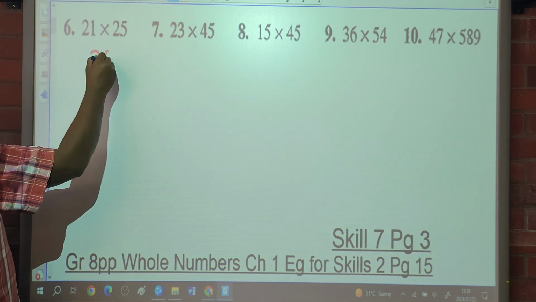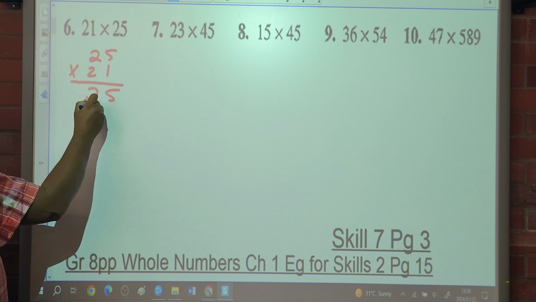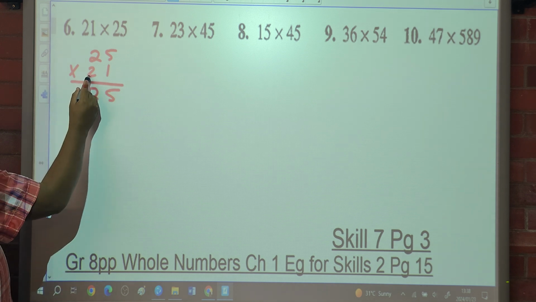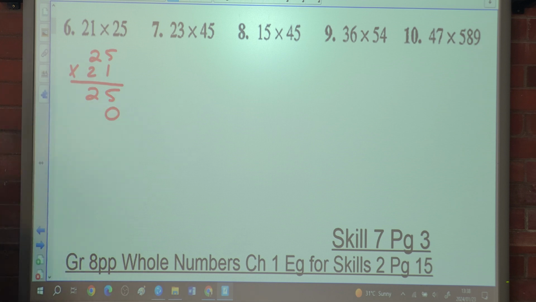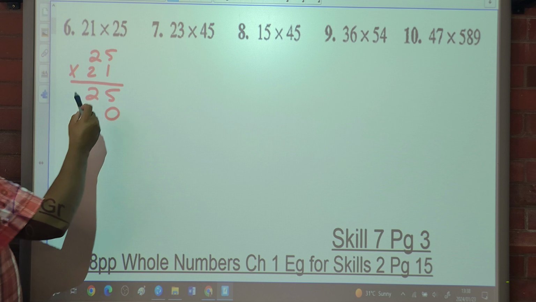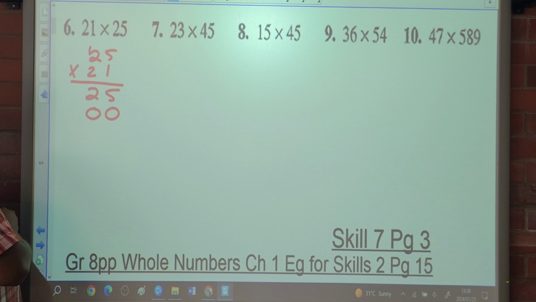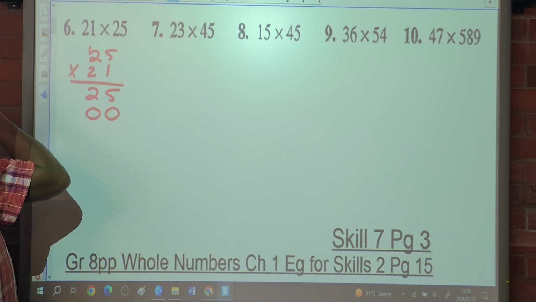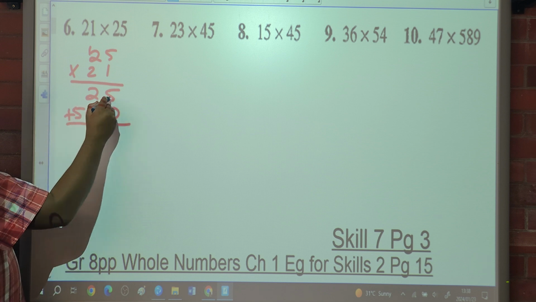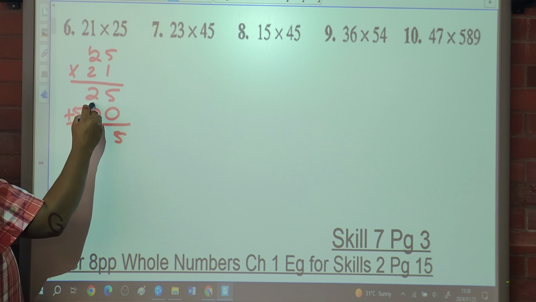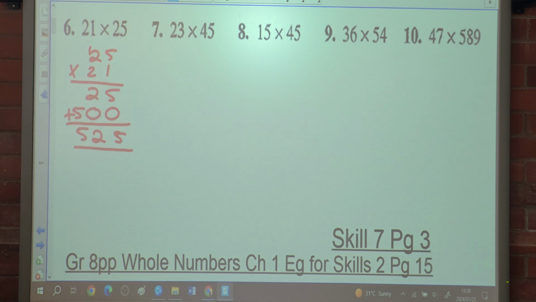So here we got 25 multiplied by 21. 1 times 5 is 5. 1 times 2 is 2. You all agree with that? So now this is the tens digit I'm multiplying. So I'll put the 0 as a placeholder. You all agree with that? 2 times 5 is 10. So it's 1 and the 0 there. 2 multiplied by 2 is 4 plus 1 is 5. So we add. That's going to give you 5 plus 0 is 5. 2 plus 0 is 2. So it's 525. You all agree with that?